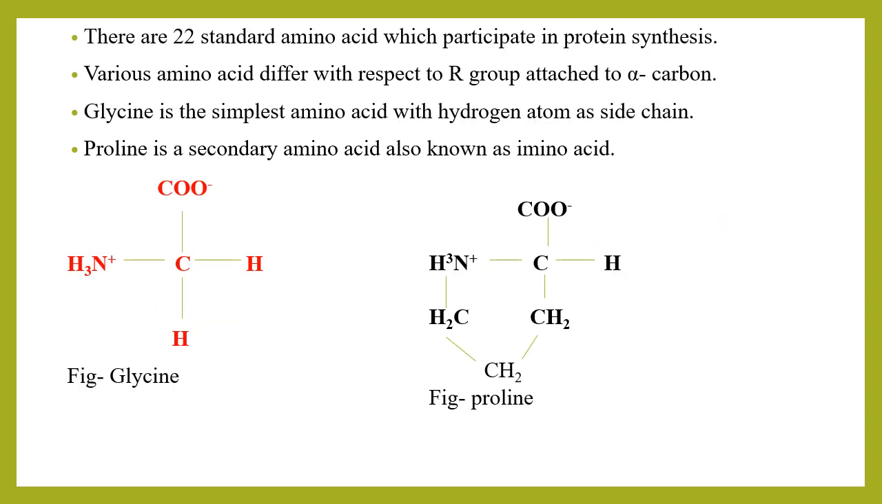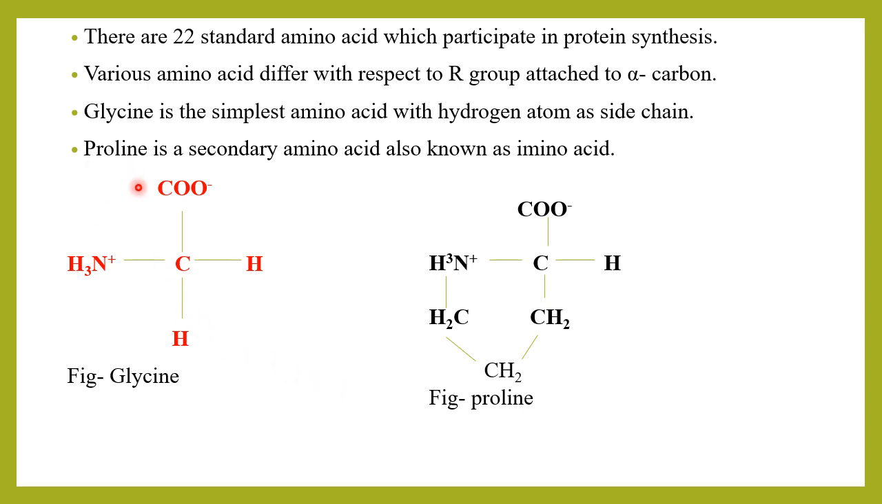This point says there are 22 standard amino acids which participate in protein synthesis. Various amino acids differ with respect to the R group attached to the alpha carbon. So all these standard amino acids are different from each other based on what R group is attached to the alpha carbon. As you can see in the structure of glycine and in the structure of proline, in glycine a hydrogen atom is attached to the alpha carbon as the R side chain, while a different R group is attached to the alpha carbon as the side chain in proline. So based on what R group is attached to the alpha carbon, all amino acids are different from each other.